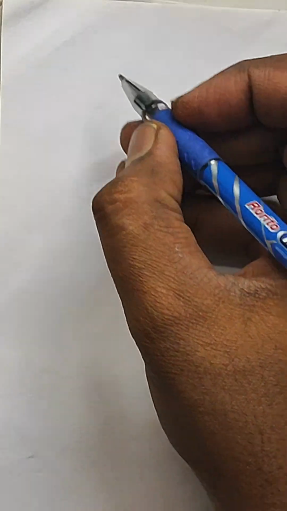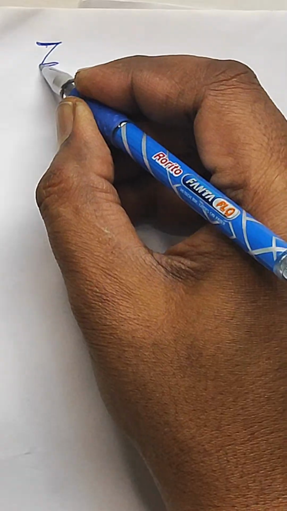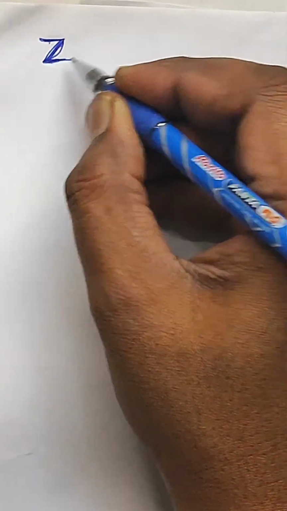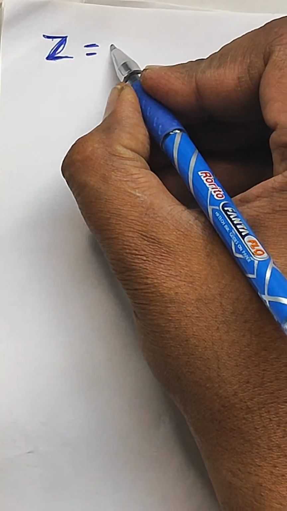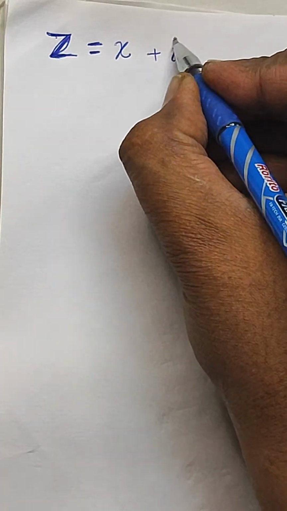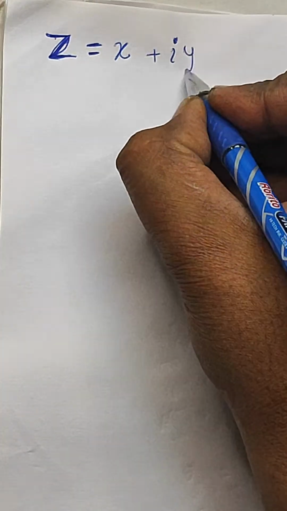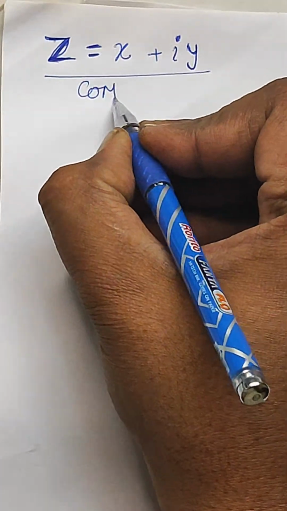To find the modulus and the argument of complex numbers. Let us say the complex number is represented as z. We generally represent it by z, and this has two parts, the real part and the imaginary part. With the imaginary part, the alphabet i is always introduced. So this is the complex number.